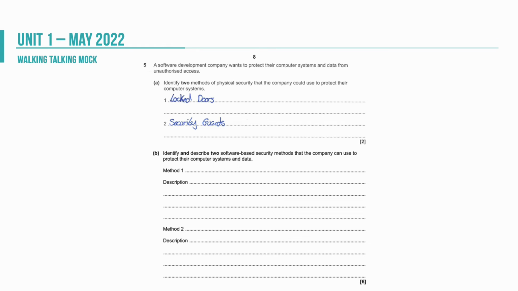Lock doors, biometric locks, anything to do with locks, padlocks, any of those things, but also things like security guards and CCTV or alarm systems as well will get you the marks. But it's got to be physical security, so make sure you are reading that question really, really fully. We're then asked to identify and describe 2 software-based methods. Now, this is where we could look at things like encryption or antivirus. It's a 6-mark question, so we're getting 2 marks for naming the method and then 2 marks for each of the descriptions.